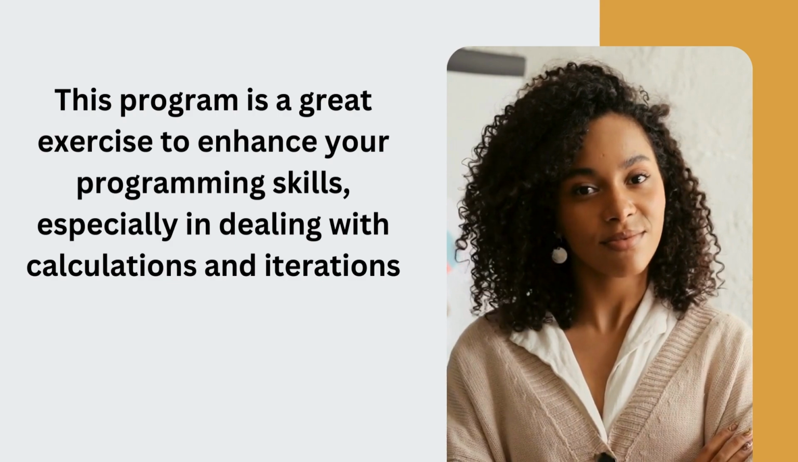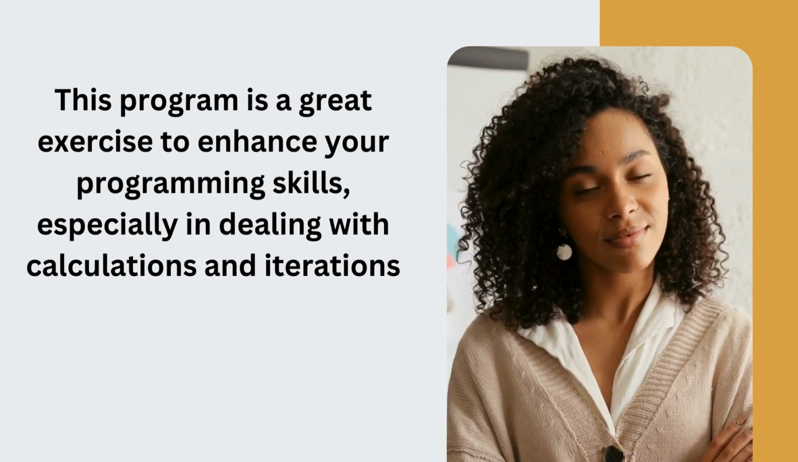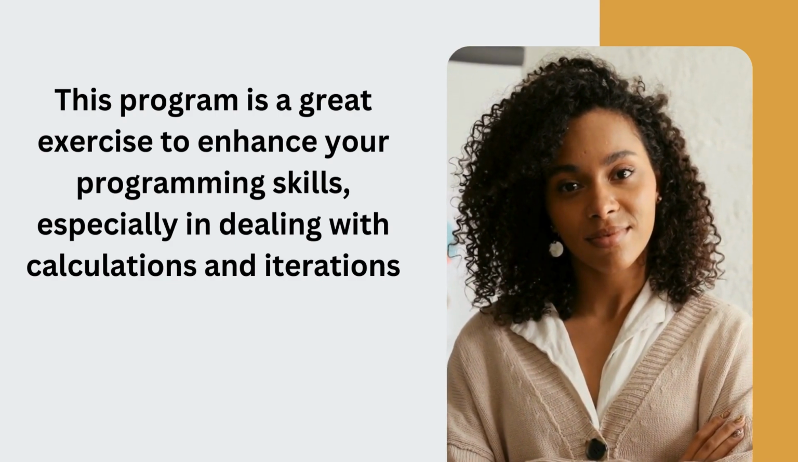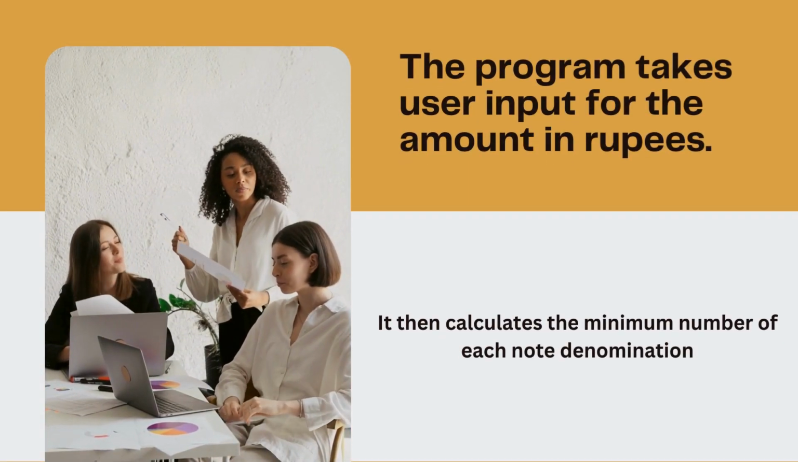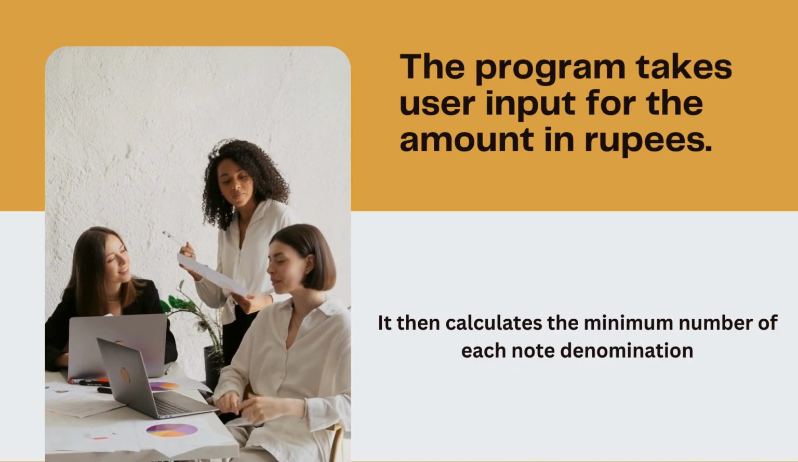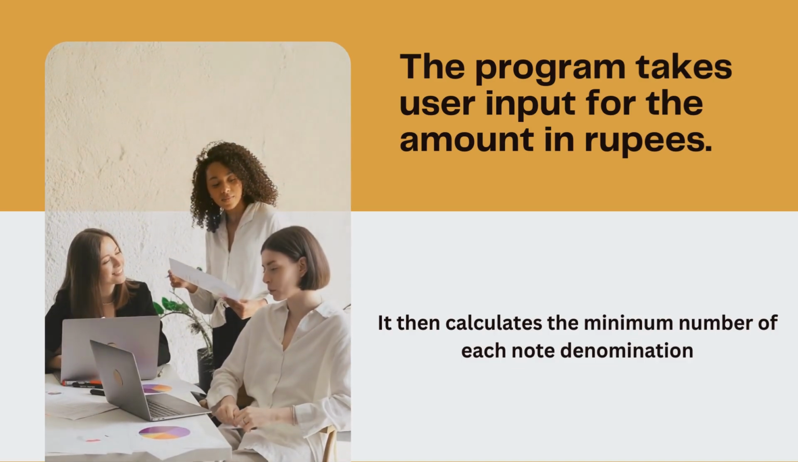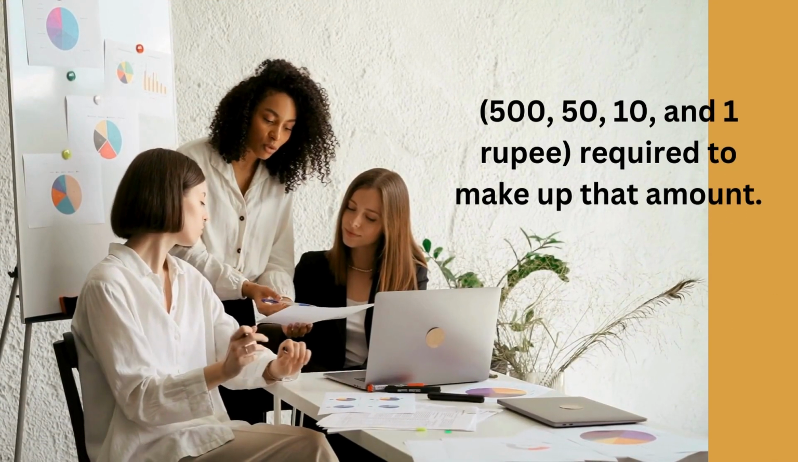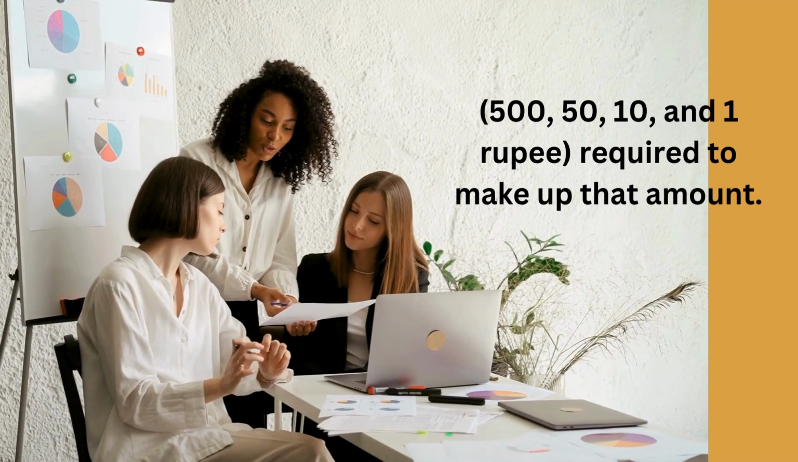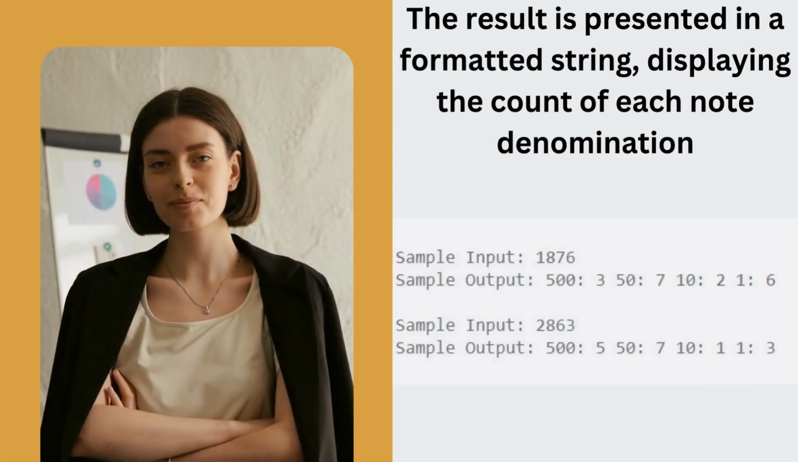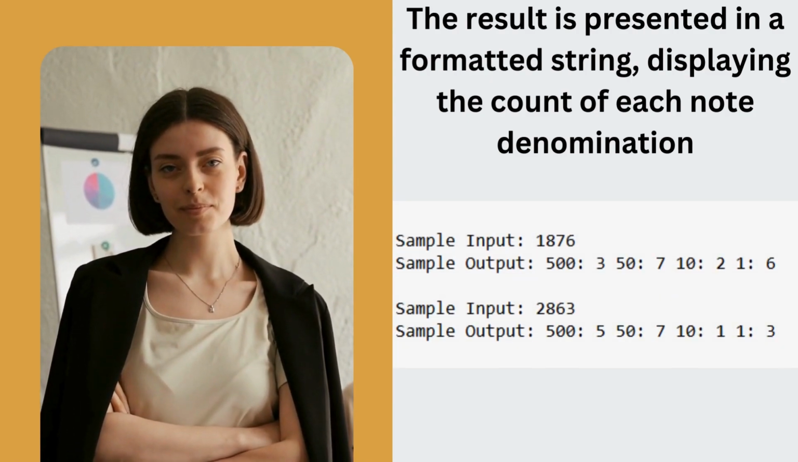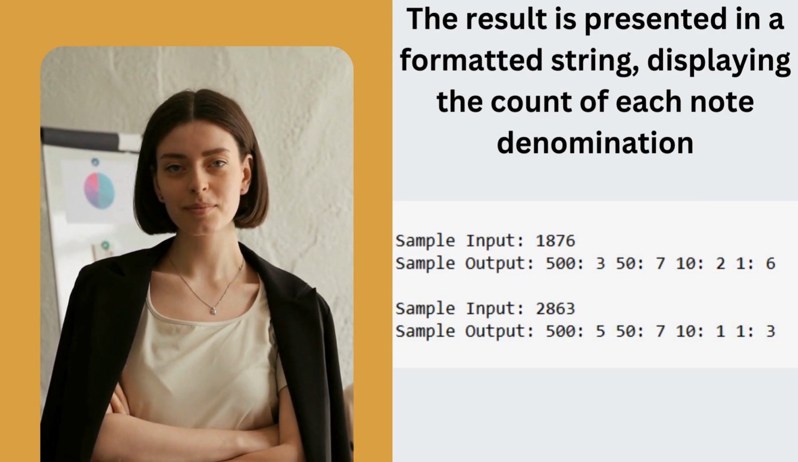This program is a great exercise to enhance your programming skills, especially in dealing with calculations and iterations. The program takes user input for the amount in rupees. It then calculates the minimum number of each note denomination, 500, 50, 10, and 1 rupee, required to make up that amount. The result is presented in a formatted string, displaying the count of each note denomination.